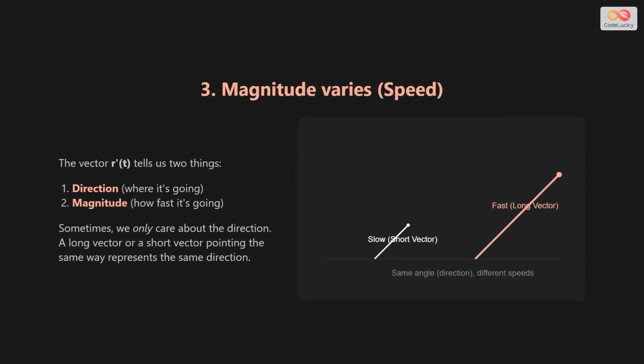However, the velocity vector has a dual nature. It tells us direction, but it also tells us speed. If the particle speeds up, the vector gets longer. If it slows down, the vector gets shorter. Sometimes, we don't want the speed information, we just want the pure direction.